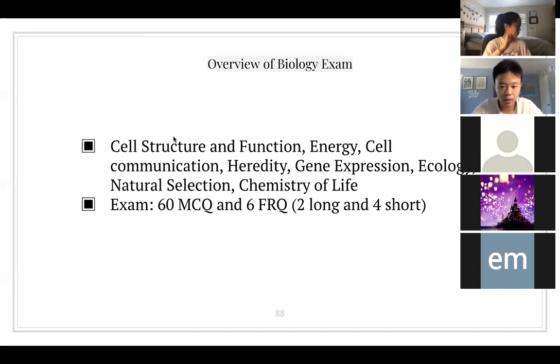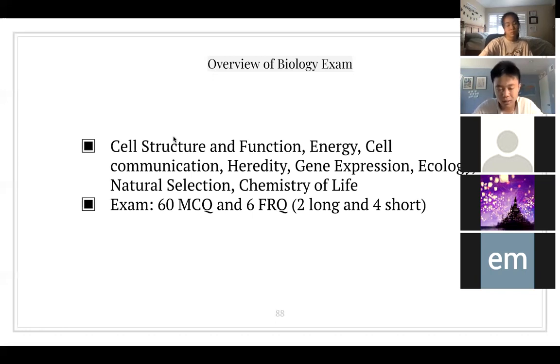Ecology and natural selection. This probably strays a little bit from your traditional sense of biology, like what we had talked about earlier, and looks at the ecosystem as a whole and gives you a more general overview of life on Earth. Next, for the exam, it's 60 MCQs and 6 FRQs, so pretty straightforward.